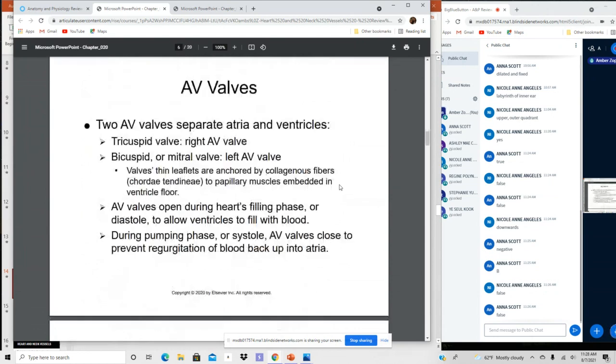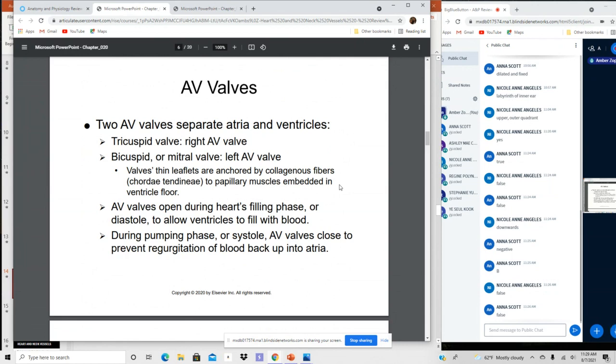There are 2 AV valves that separate the atria and the ventricles. There's the tricuspid valve, which is the right atrioventricular valve, and there's the bicuspid or mitral valve, the left AV valve. The valves are made of thin leaflets and are anchored by collagenous fibers called chordae tendineae to papillary muscles embedded in the ventricle floor.